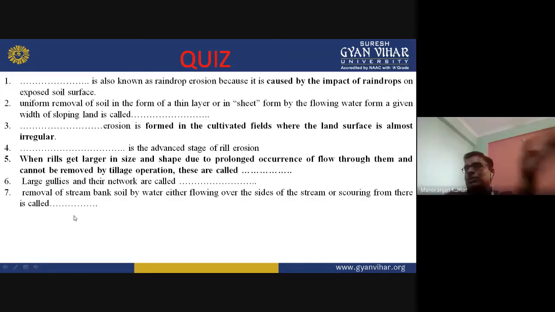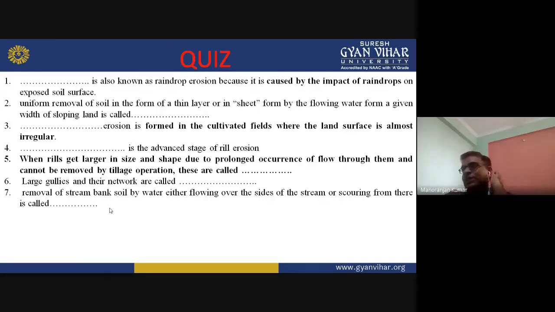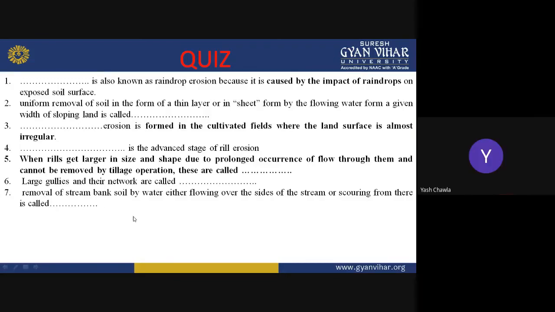The other question: removal of a stream bank soil by water, either flowing over the side of the stream or scouring from there, is called what? This is stream bank erosion. Stream bank erosion.